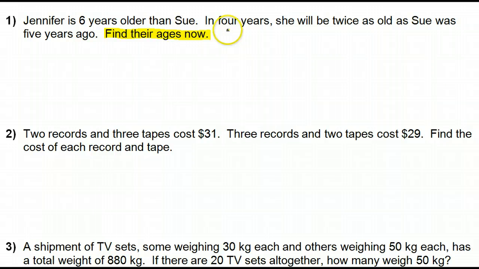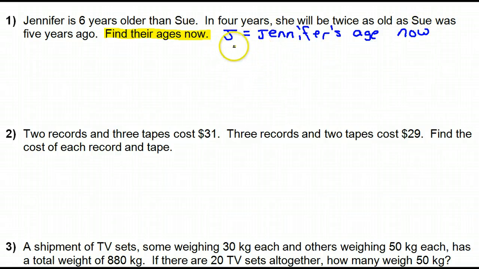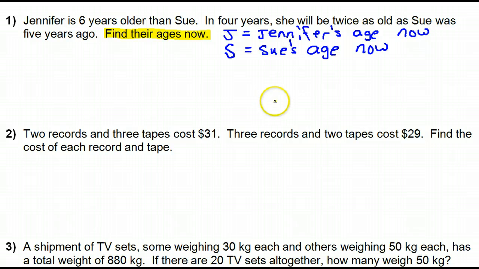Okay, so I'm going to use J. So J will be Jennifer's age now. And I really try to avoid using S's because sometimes our S's look like 5s, but I'm going to go ahead and risk it this time. So we'll let S be Sue's age now. Okay, so I want you to define your variables right at the beginning.